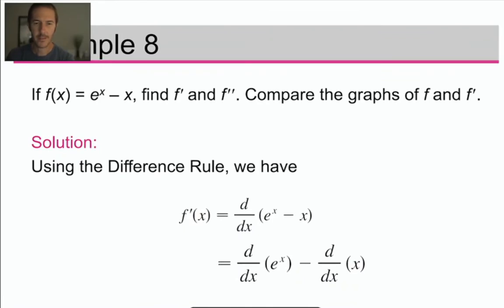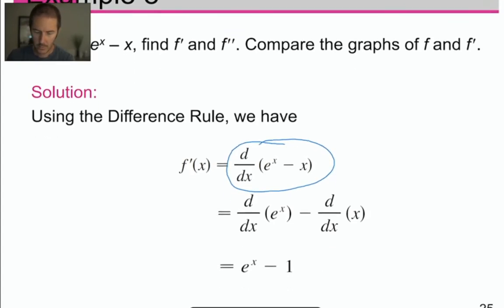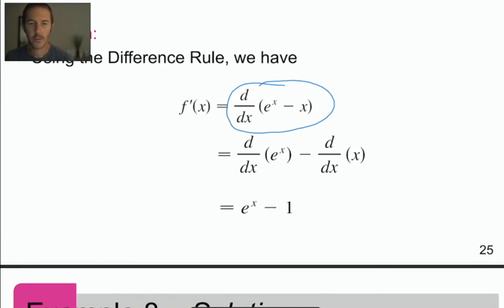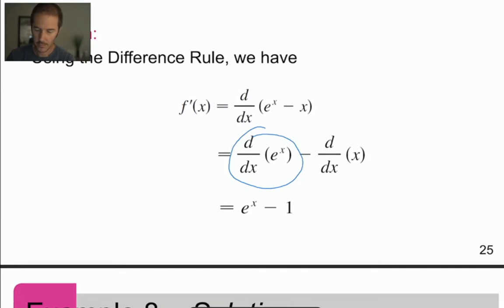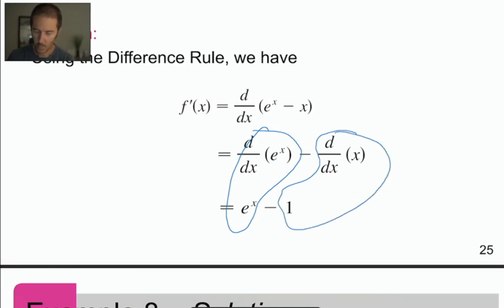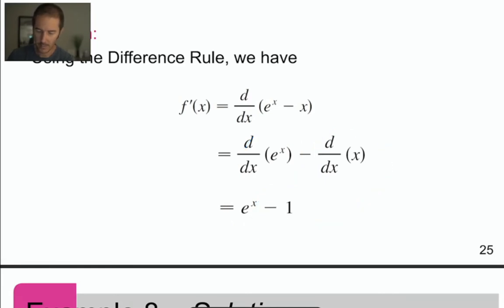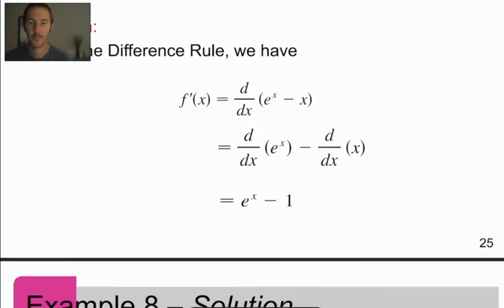So let's glance at this example here. We're taking the derivative of e to the x minus x. This property that says that we can distribute the derivative process from term to term allows us to write that we're now taking the derivative of each of those terms. And the derivative of e to the x, as we just talked about, is equal to e to the x, and we've already mentioned that the derivative of x is equal to 1, and so our solution for that problem is e to the x minus 1.